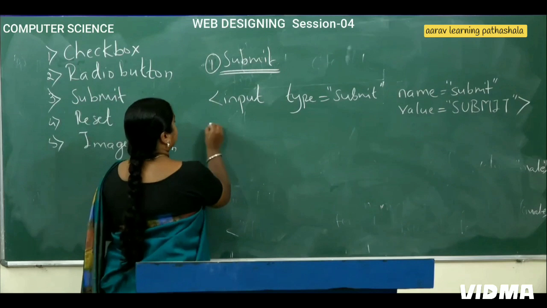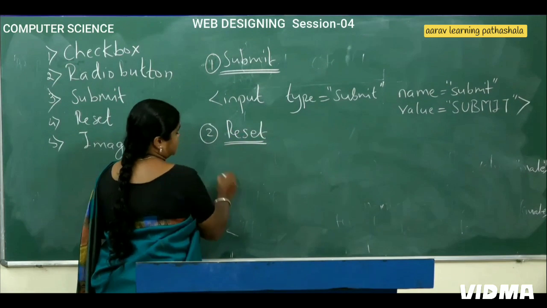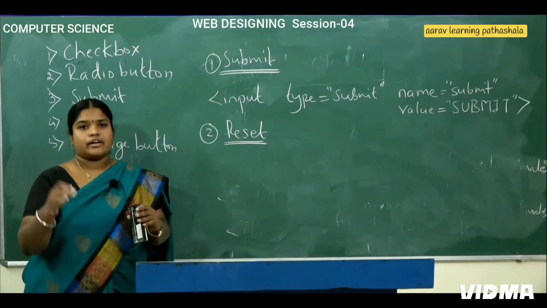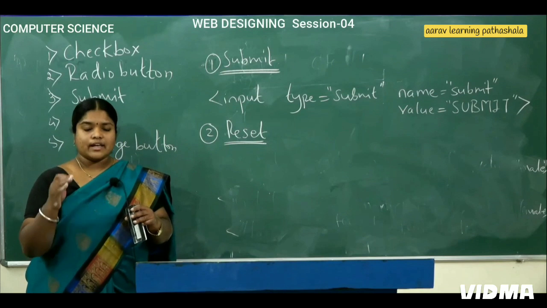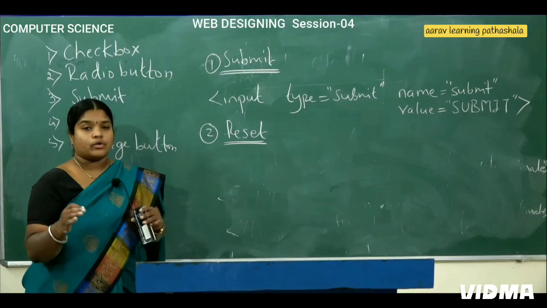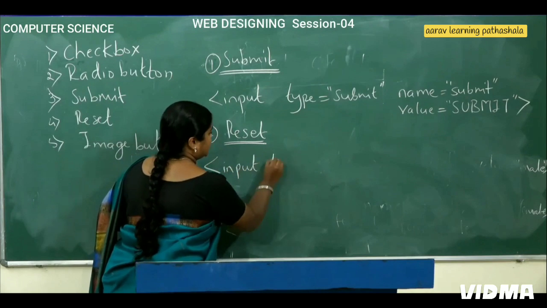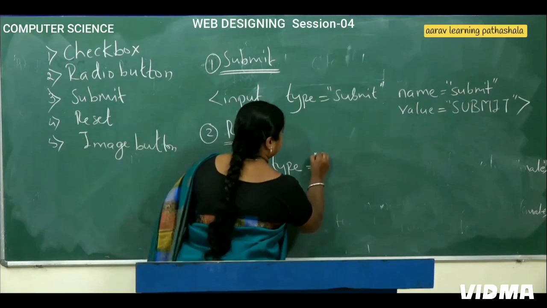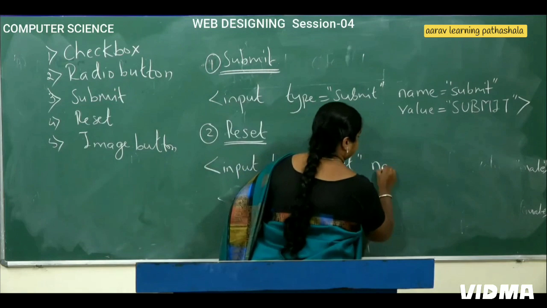Now next is the reset button. So what is the purpose of the reset button? The reset button will clear all the data that is entered on a particular form. It will automatically initialize all the form elements to the starting value or to the initial value. So in this case the type will be reset. The tag is the same, that is input. Type is equal to reset.